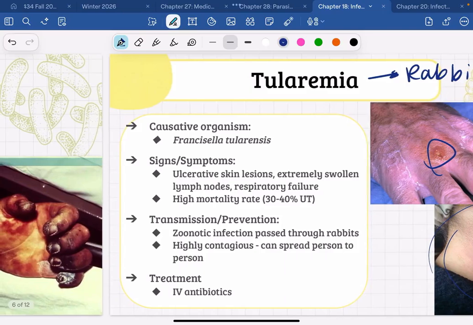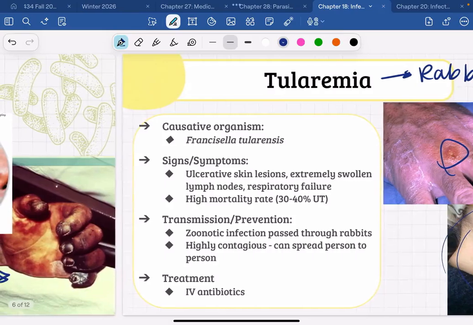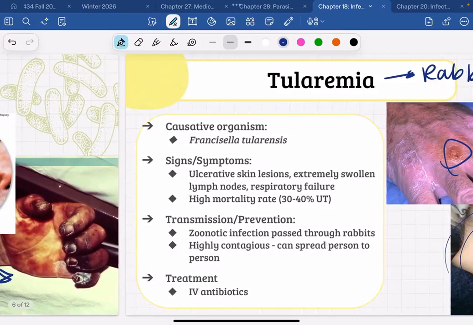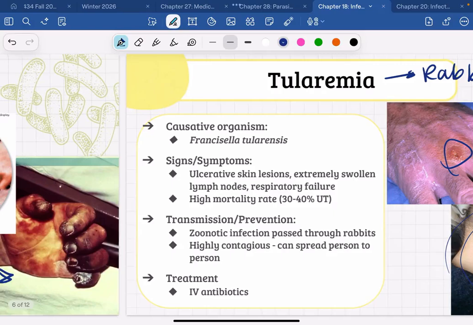Okay. So again, it's a zoonotic infection passed through rabbits, and it's highly, highly, highly contagious. Treatment for it is IV antibiotics. Again, because it has such a high mortality rate, it does need to be treated very aggressively.